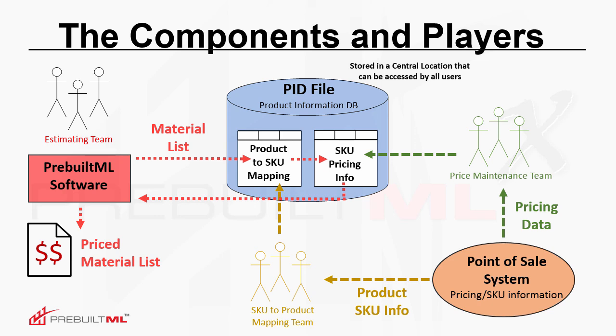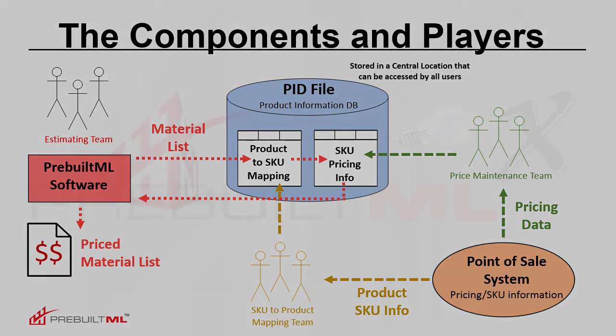So there's a quick look at some of the key components and players that you will have in this process. Each of these members, the estimating team, the price maintenance team, and the SKU product mapping team, are key people in your company that can identify the key components so that you get a correctly priced material list.